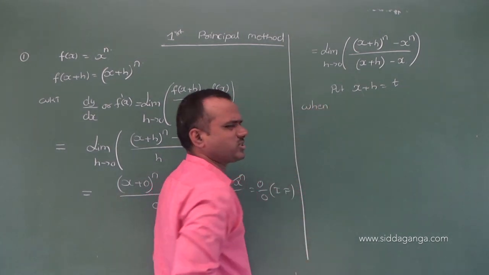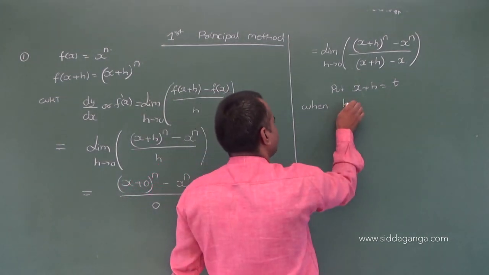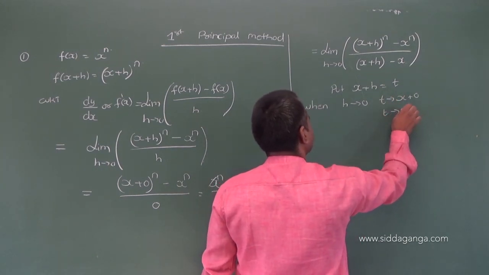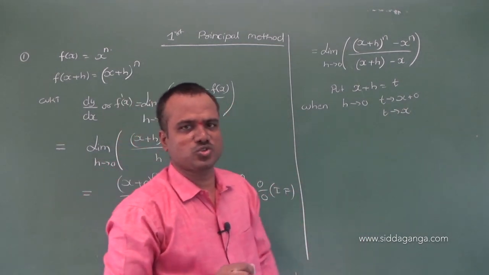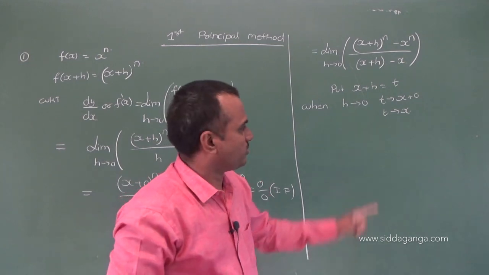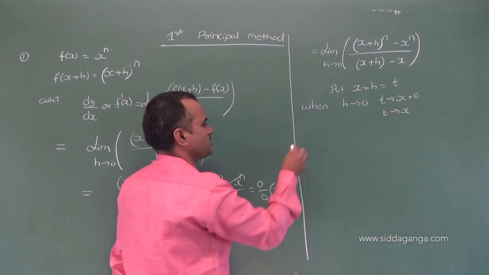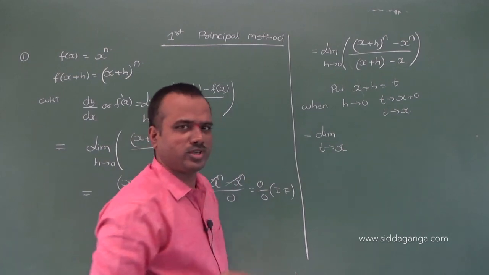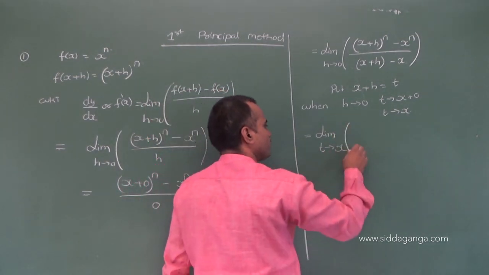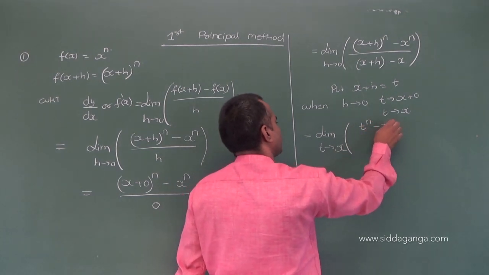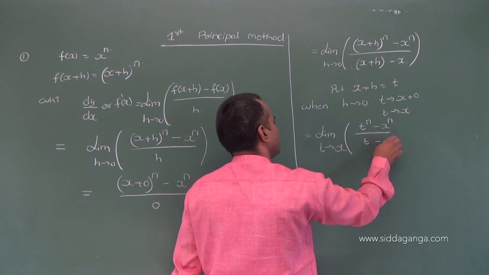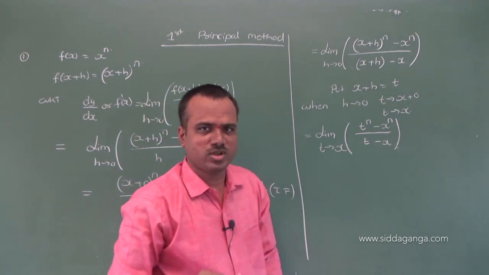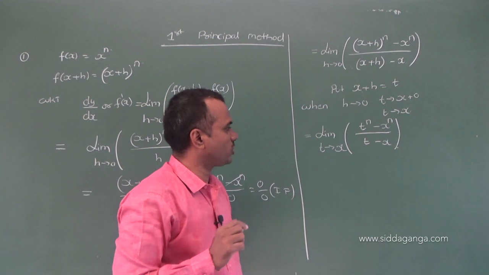When you know this concept in the limit, when h tends to 0, t tends to x plus 0. That means t tends to x. That is equal to limit t tends to x, t to the power n minus x to the power n divided by t minus x. See this result.